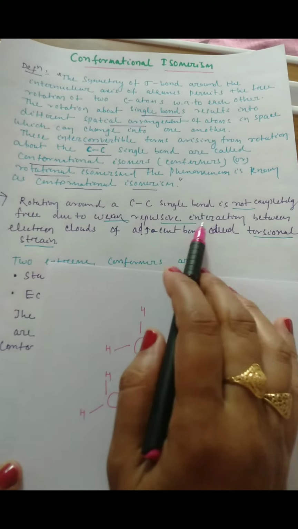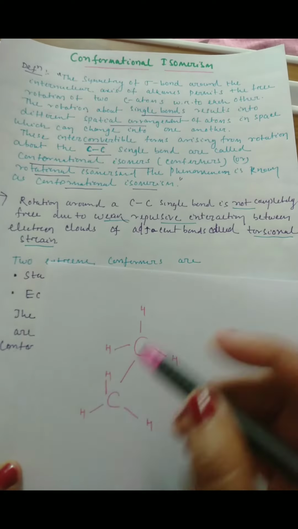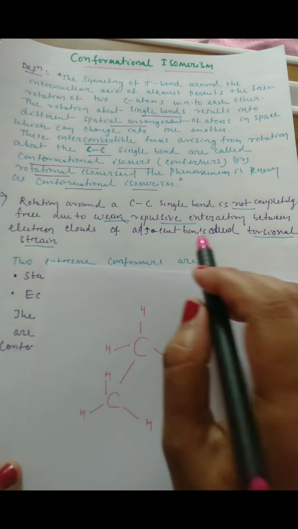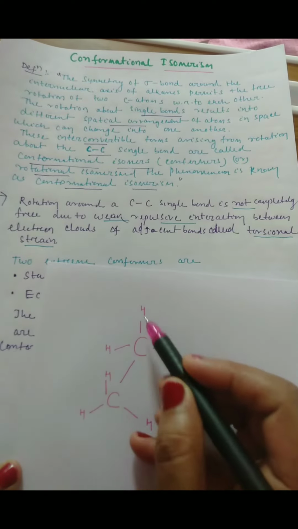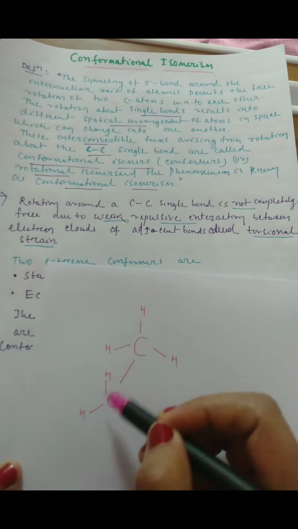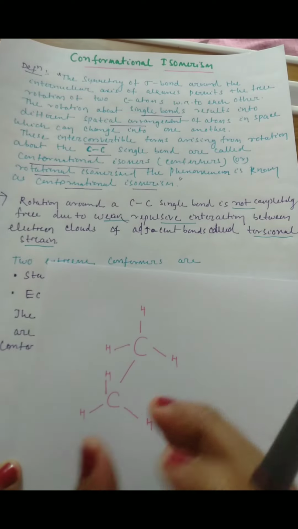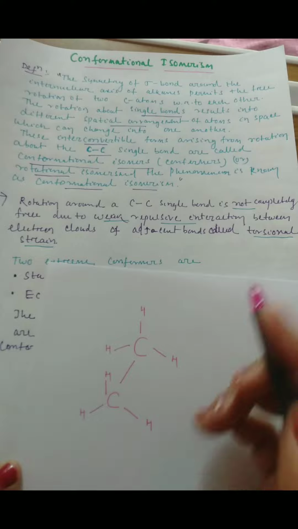Now the rotation around a carbon-carbon single bond is not completely free, because of the weak repulsive interaction between electron clouds. Between the different bonds, a force of repulsion arises between the electron clouds, which is known as torsional strain.